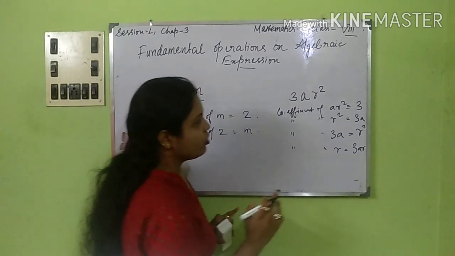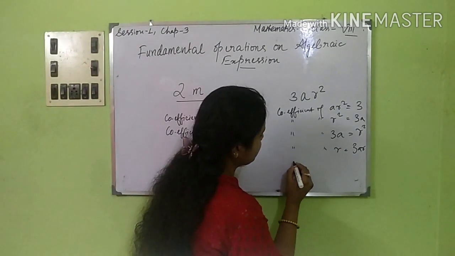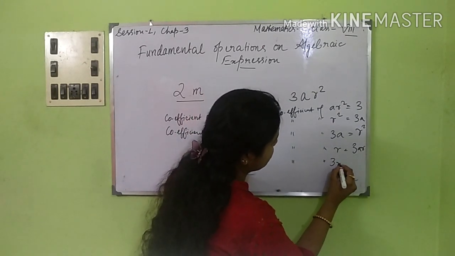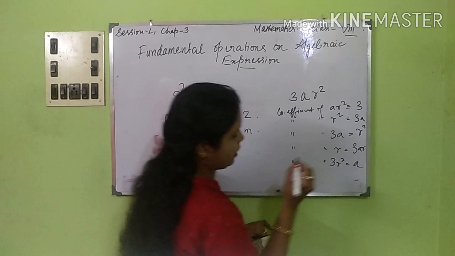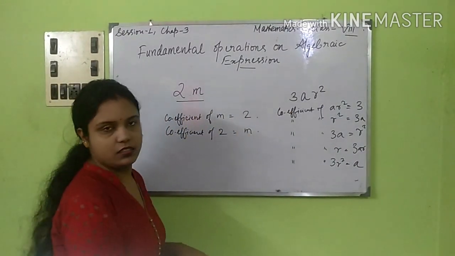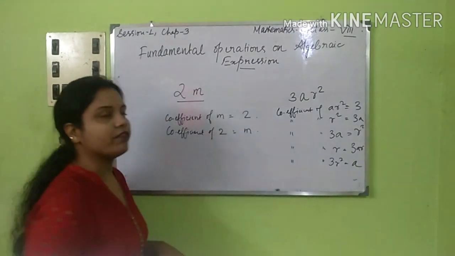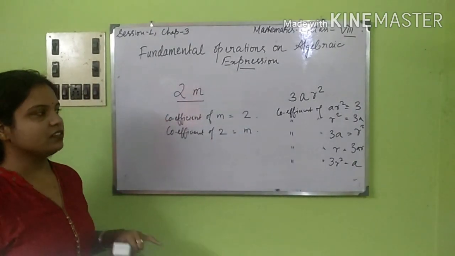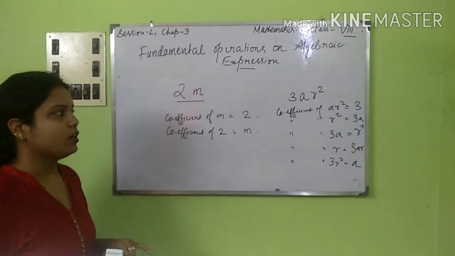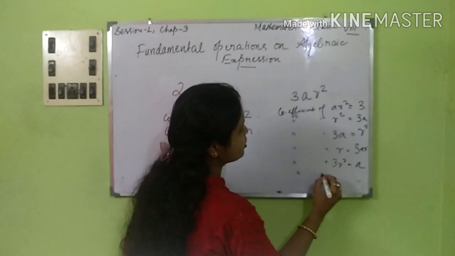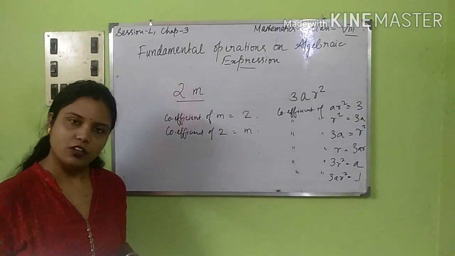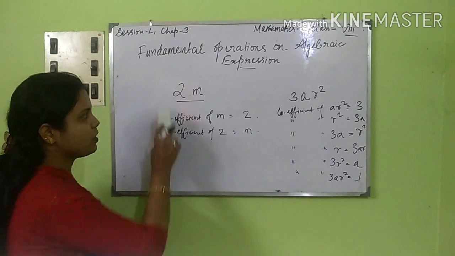Or suppose I'm asking what is the coefficient of 3r square, it is a. So these are the factors by which this can be divided. The factors themselves are the coefficients. I hope I'm very clear with it. And if I'm asking what is the coefficient of 3ar square, it is 1. I hope it is clear from this part.